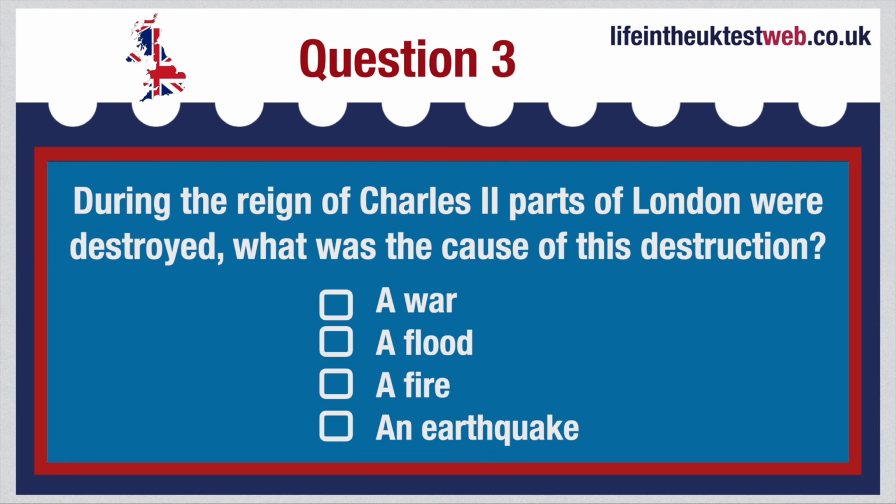During the reign of Charles II, parts of London were destroyed. What was the cause of this destruction? A war, a flood, a fire, or an earthquake? The correct answer is during Charles II's reign, a great fire destroyed much of the city of London, including many churches and St. Paul's Cathedral.